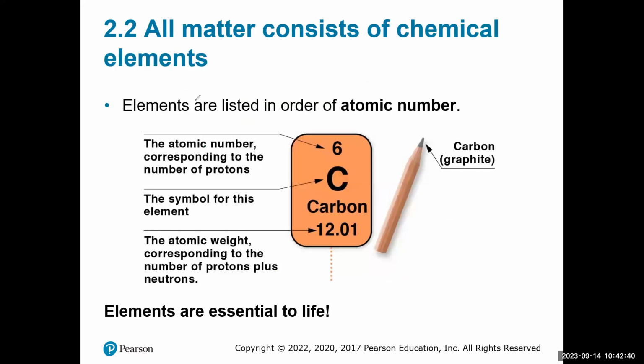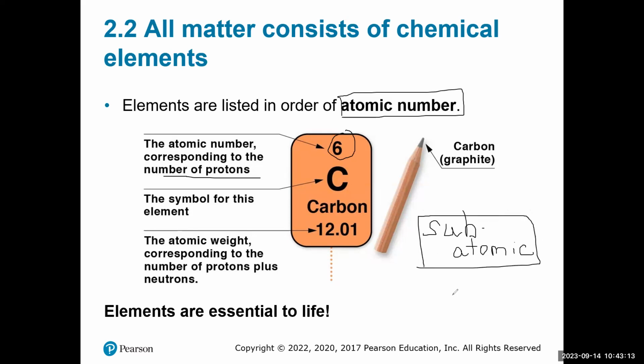Now here is a blow up of one of those little rectangles. Elements are listed in order of the atomic number, which is the number at the top. The atomic number tells you how many protons something has, and we're going to talk about protons. Protons, electrons, and neutrons are subatomic particles. Sub means below, so subatomic particles are smaller than an atom. They're what makes up an atom.